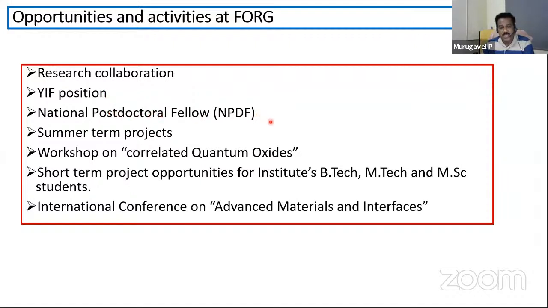Currently the institute postdoc is not operational, but we have the national postdoctoral fellow scheme, and you can request one of us to be a host. So you can write a proposal and submit it, and then there's a chance of coming to the center through the NPDF fellowship. And the summer term project is always open, right?